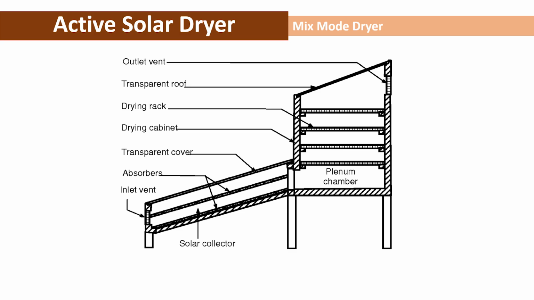A separate solar collector is there, so the sun radiation falling on this transparent cover will transmit through the cover, be absorbed by the base of this collector, and the air gets heated. This air will blow from the bottom of the plenum chamber, and your food or agriculture products get dried. And at the same time, the solar radiation falling on the transparent roof will also transmit.